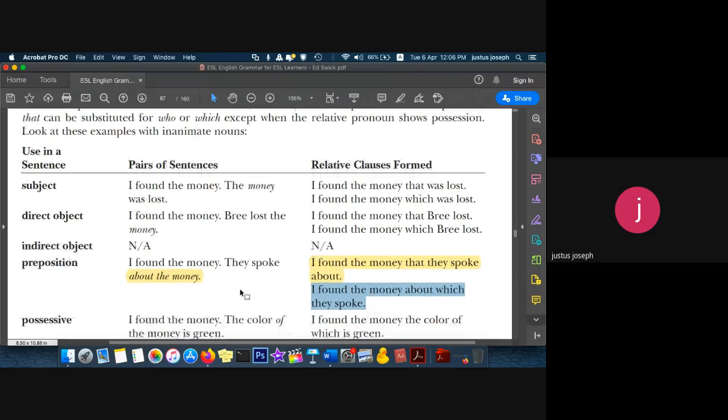I would like all of you to write this sentence. I found the money. They spoke about the money. This one. I found the money. Full stop. They spoke about the money. This one. And I would like you to write this sentence as well next to it: I found the money about which they spoke.